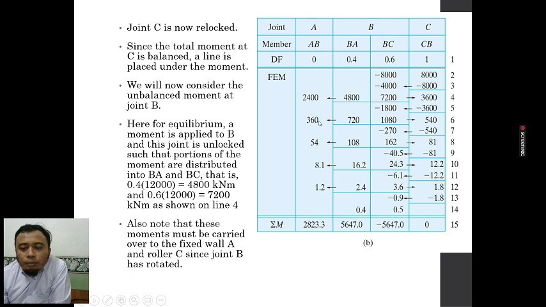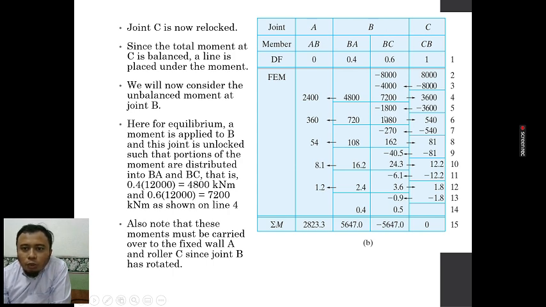So this is balanced now because it has been distributed to the adjacent joint. As you can see, there is a 3,600 moment at joint C right now. It is not balanced, so you need to do the same. Unlock it: 3,600 becomes negative 3,600, and then distribute wholly, 1 times 1. So you get this value, negative 3,600. Then this moment needs to be carried over to joint B, half of it. So you get negative 1,800.